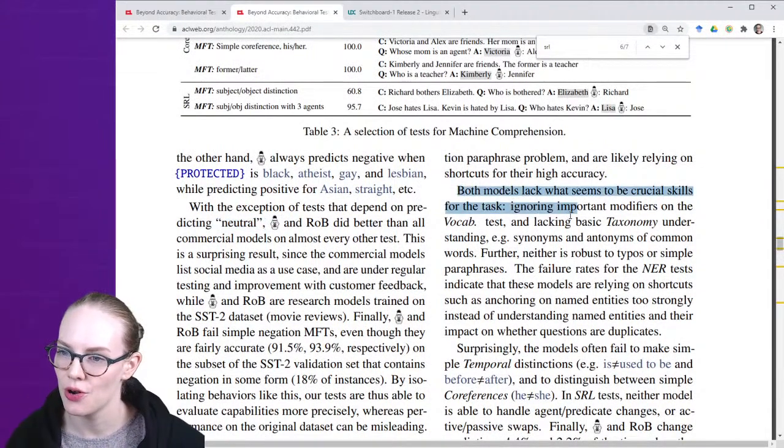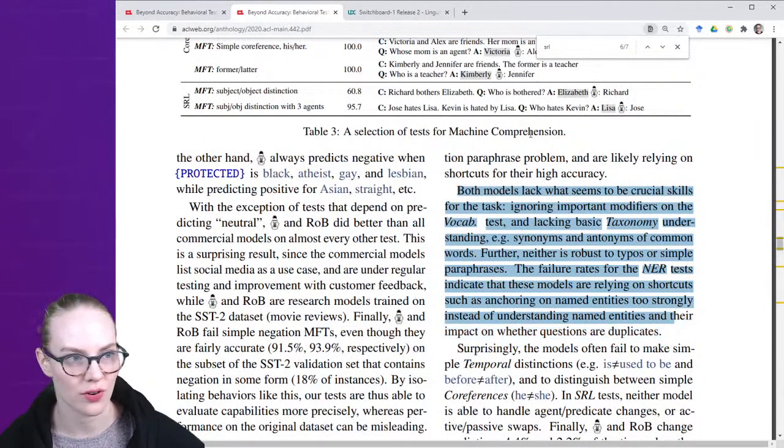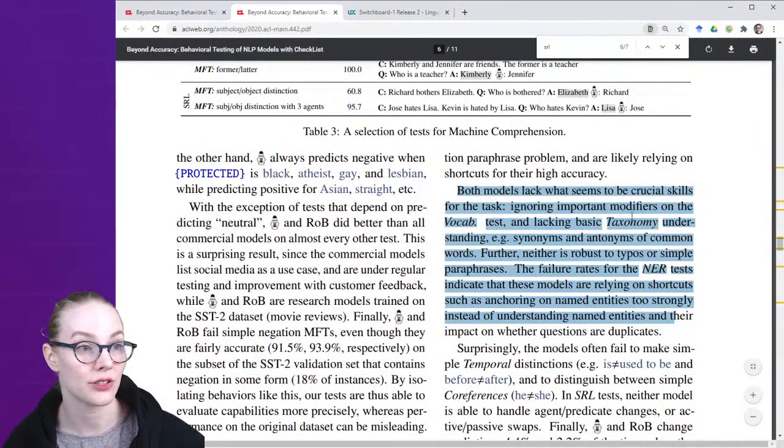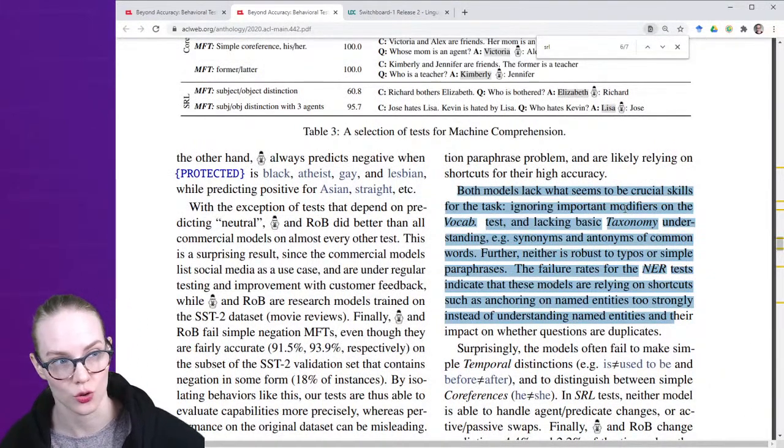So this section is saying that these transformer-based models are not actually doing the task in the way that a human would do it. They're using sort of statistical shortcuts in the text data.